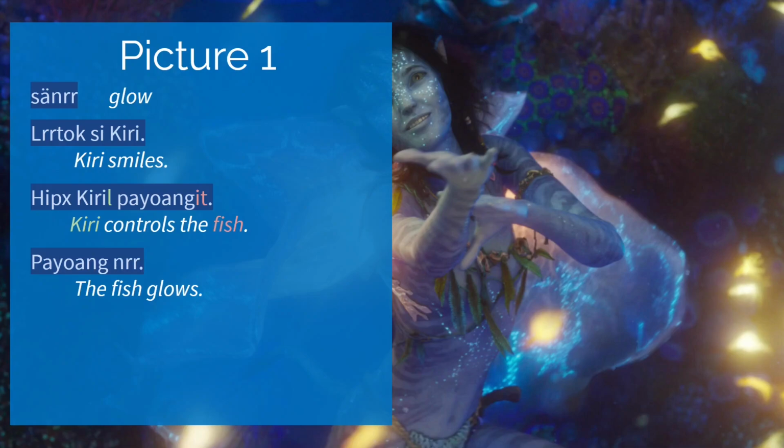So here, like I said, you see nr instead of senr. Nr as in to glow because the fish glows. And senr would be then the noun as in the glow of the fish is beautiful. Dog baiti giril. Kiri is in the water. So it's basically the same sentence we already had before. Kiri seems to like the water.